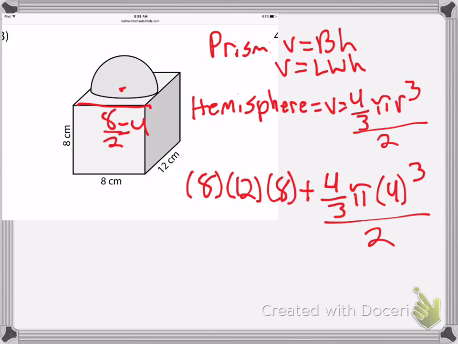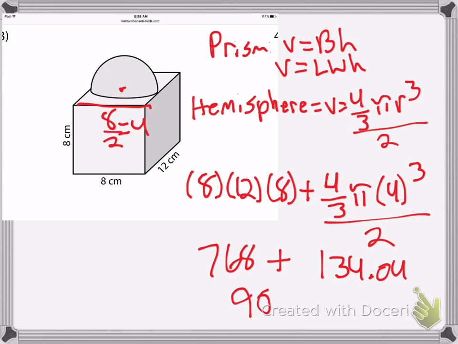So we're going to have 4 cubed divided by 2. And that gives me, for the prism, 768. And then for the hemisphere, it gives me 134.04. Add those two together, you get a volume of 902.04 centimeters cubed.